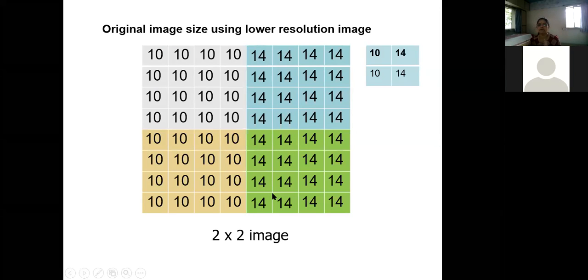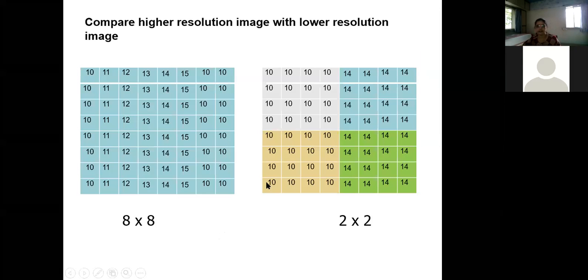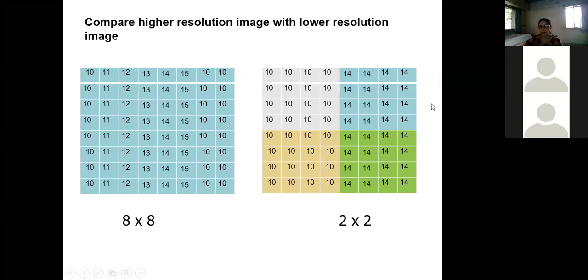So when we capture the image at low resolution, and we have the same display device, and we want to display the image with the same size as the original image, we need to use upsampling to represent the image. Now this is your original image.